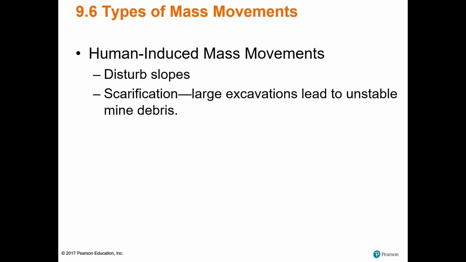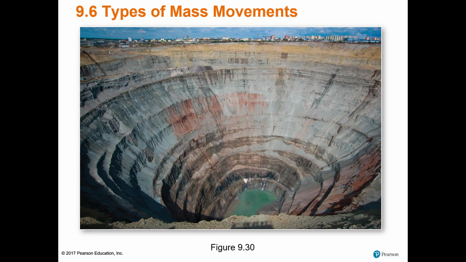Humans can disturb slopes and induce a mass movement. Scarification is when large excavations lead to unstable mine debris. This is an example of the extraction of minerals from the earth, and this can lead to a lot of instability and create mass movement.